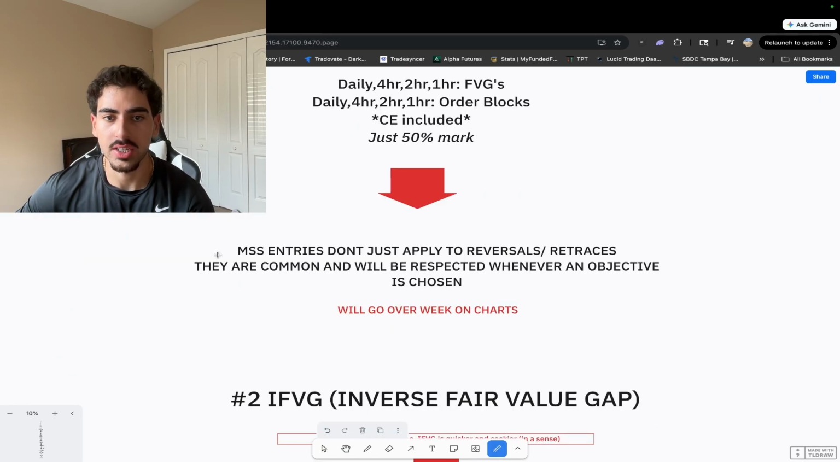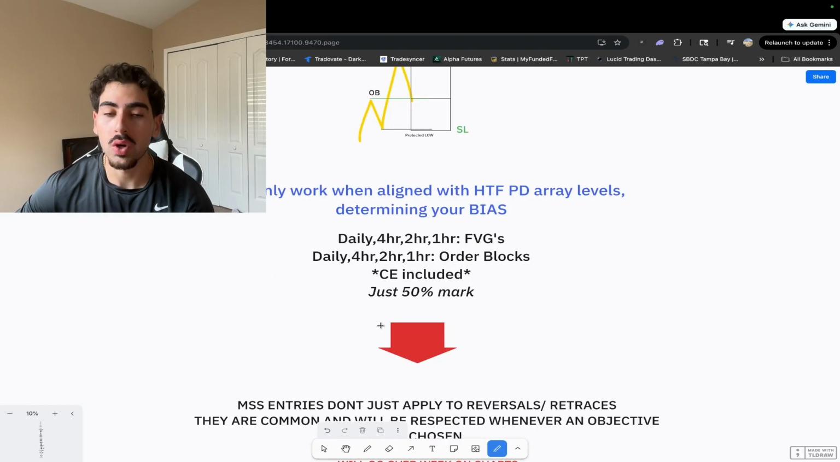Market structure shift entries don't just apply to reversals and retraces. They are common and will be respected whenever an objective is chosen. I will go over the week on the charts to explain to you guys more of where you can find this entry model. You want to have some sort of high time frame PD array level.